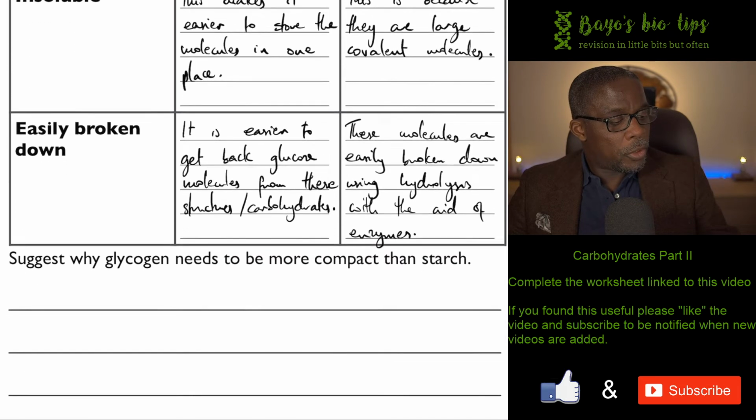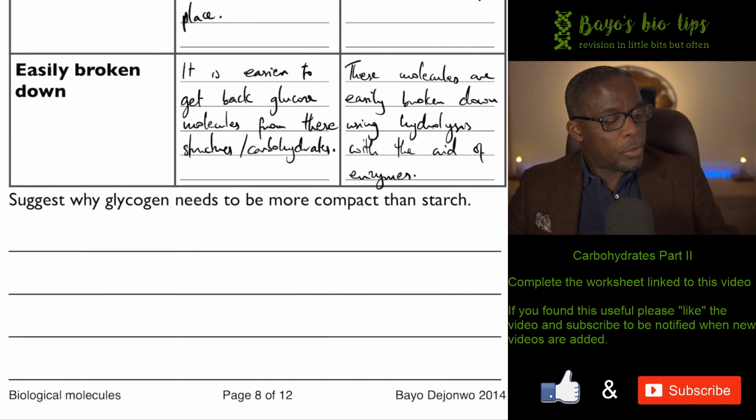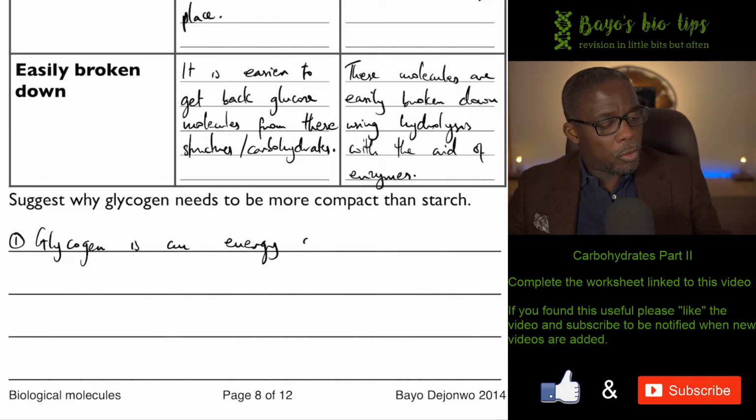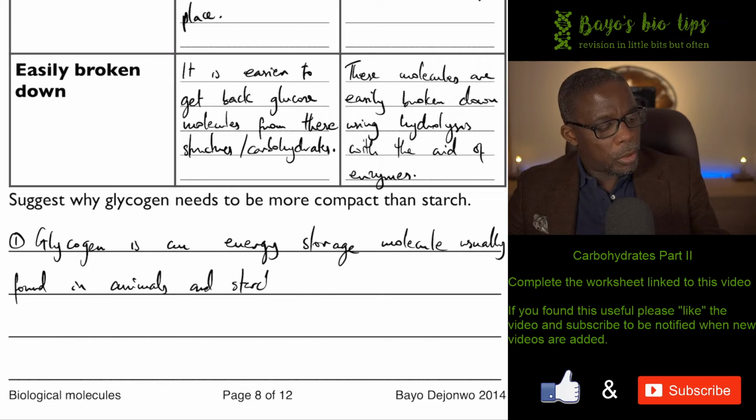So suggest why glycogen needs to be more compact than starch. So number one, as I said earlier, glycogen is an energy storage molecule usually found in animals, and starch is found in plants. So what's the significance of that?